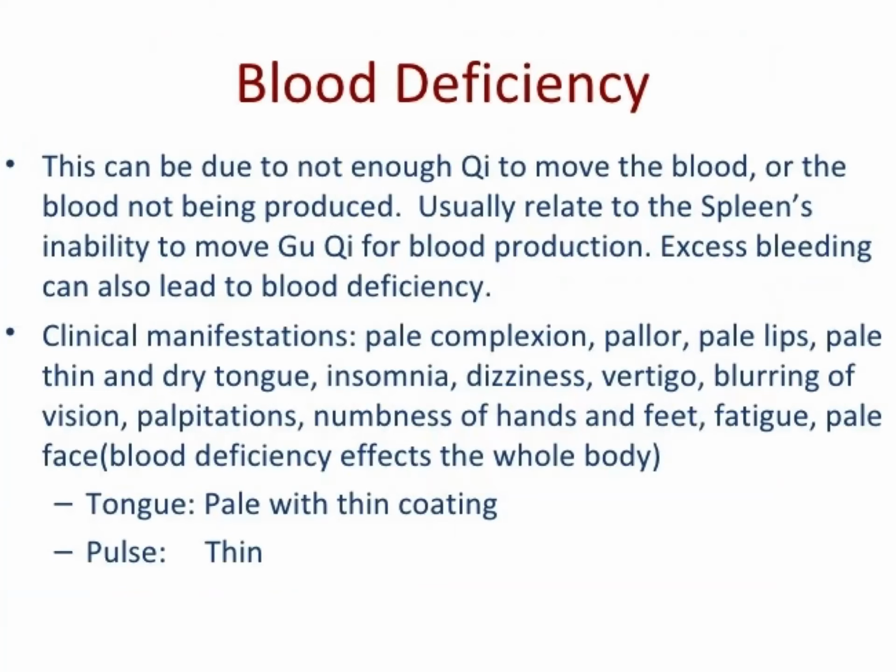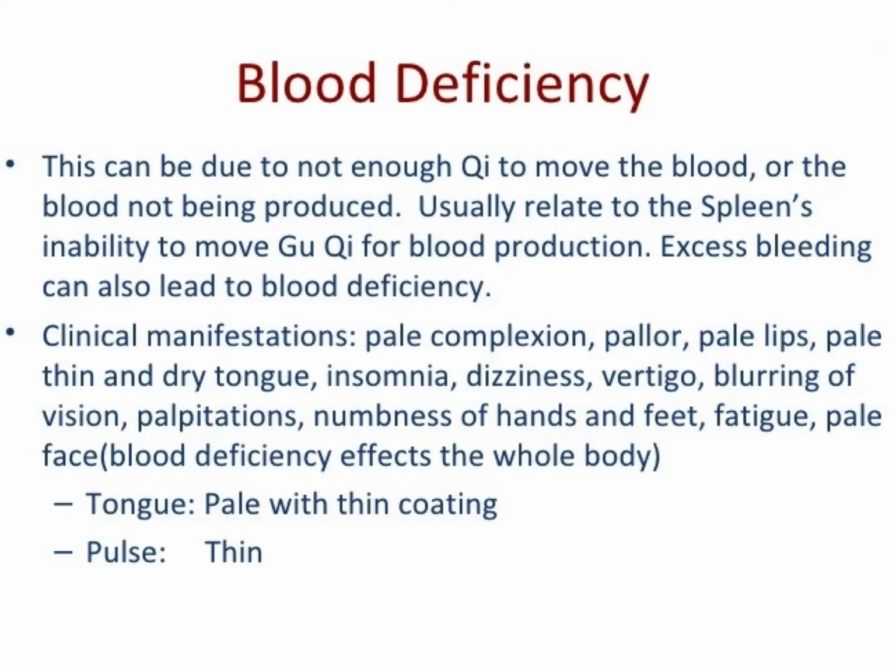So what happens if we have problems with blood? First, we have blood deficiency. This can be due to not enough qi to move blood, or the blood is not being produced. Usually, we relate this to the spleen's inability to make good qi for blood production. So wala rin tayong kinakain, walang magagawang good qi yung ating spleen. Another cause could be excessive bleeding, which could also lead to blood deficiency.